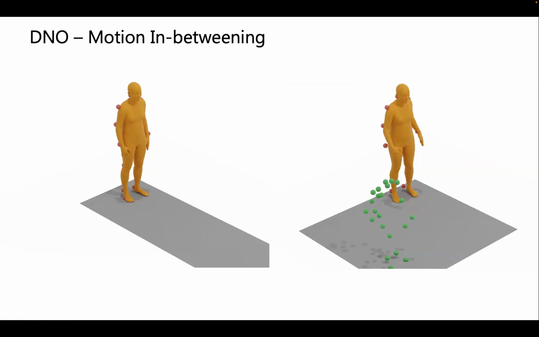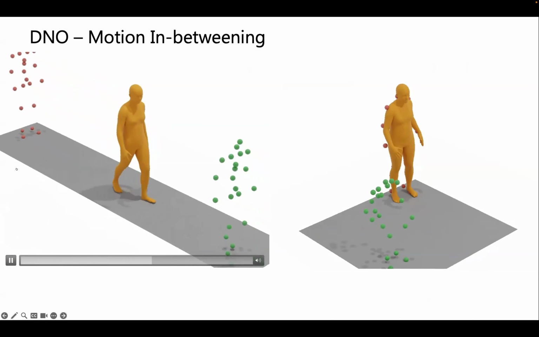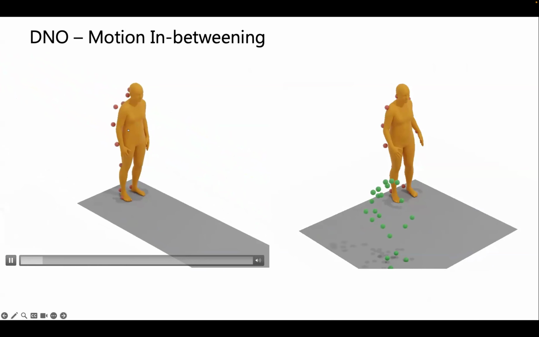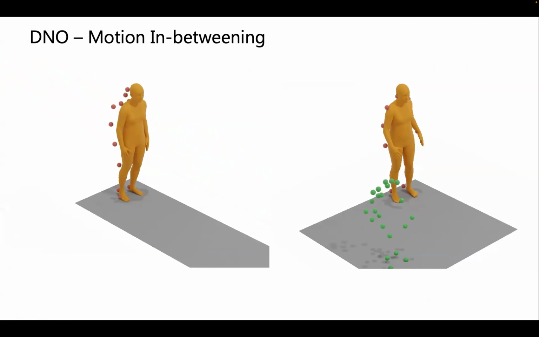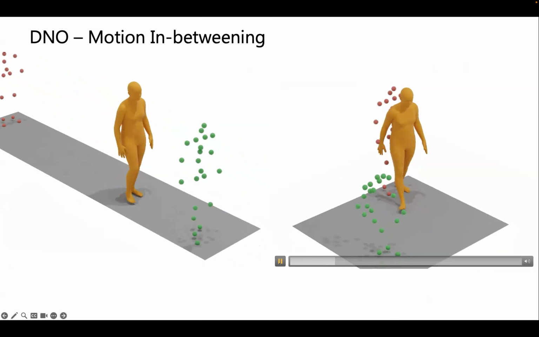There is another task, motion in-betweening. The target is to generate a motion that fills in the motion. We have the starting frame and the ending frame, and you can define a criteria function for that. You can see the optimized diffusion noise can generate such motion that really fills in between.